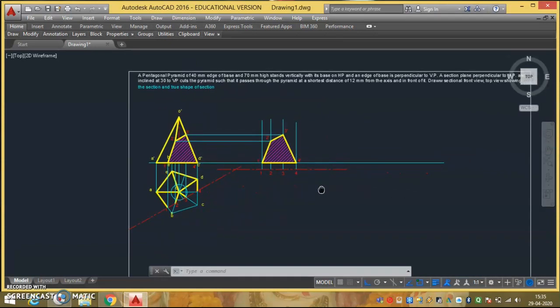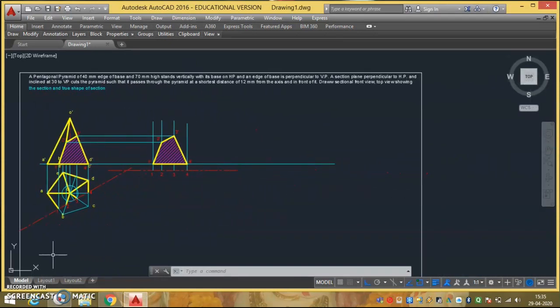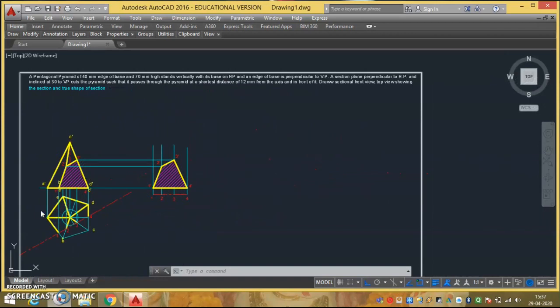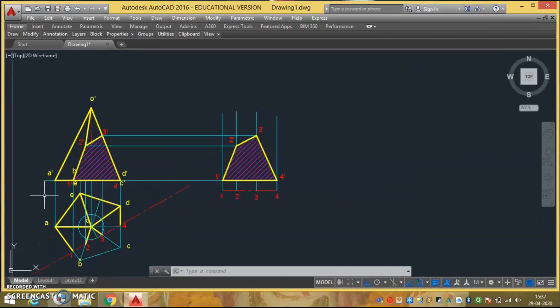Now the next thing is development of lateral surface. For development of lateral surface, you have to first find out which one is the true length out of these inclined edges. Now here if you observe this pentagon carefully, you will find the length of OA is more than the length of OC or OD. Now why is it so? The answer lies in the top view.